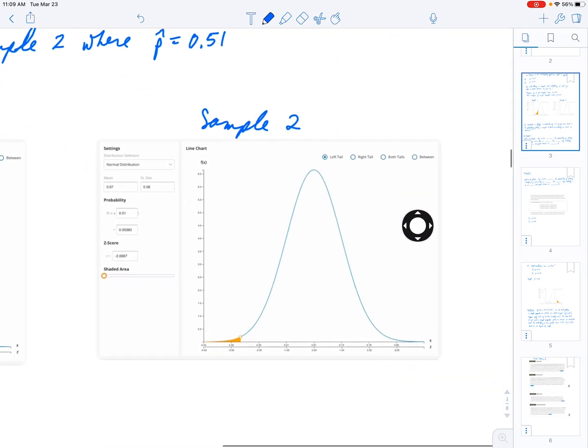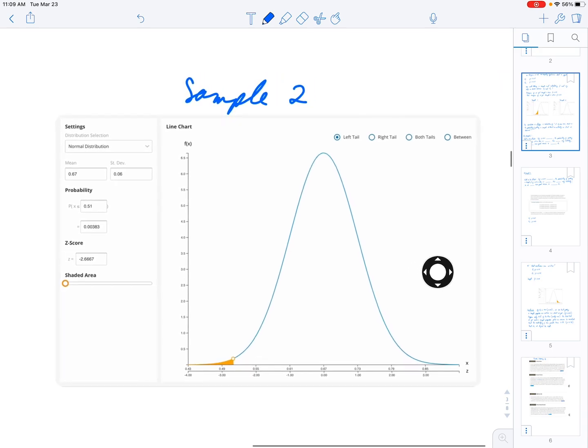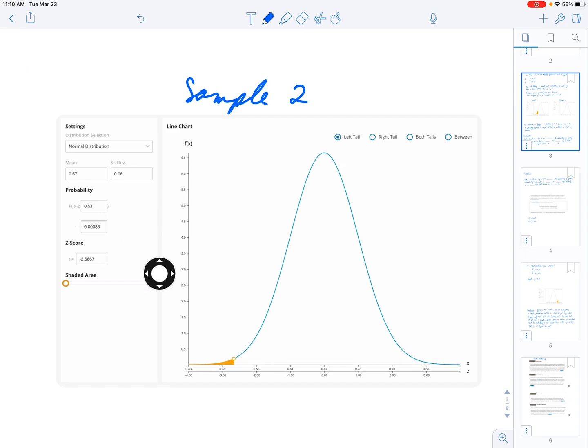And when I look at the sampling distribution, again, it's centered at 0.67. That's established by the null hypothesis. The null hypothesis always establishes where the mean of the sampling distribution is, because this is an unbiased statistic. So when the null says the population proportion is 0.67, what are the odds of getting a sample proportion as extreme as 0.51?